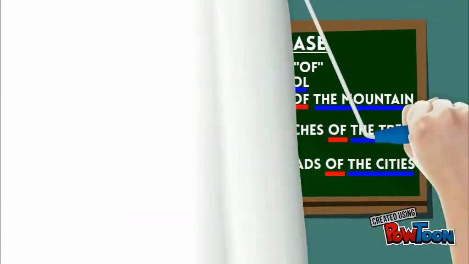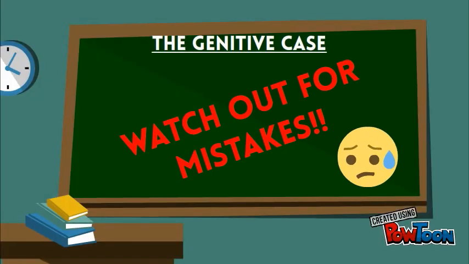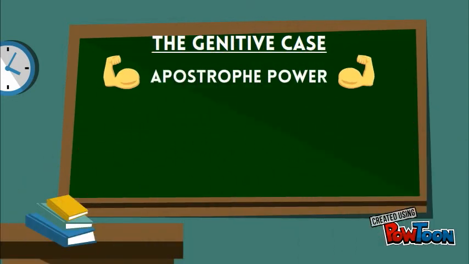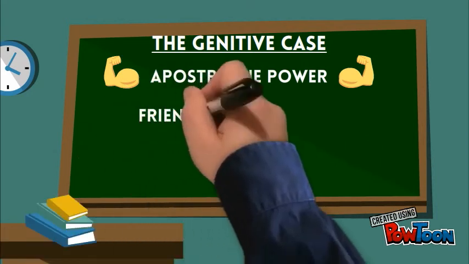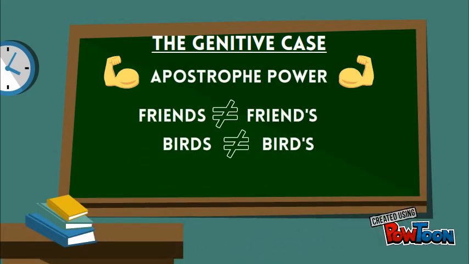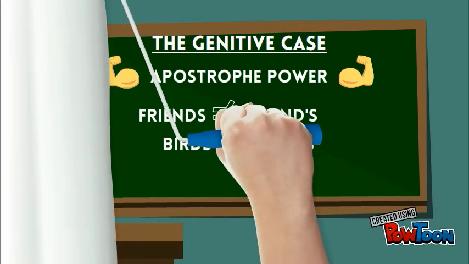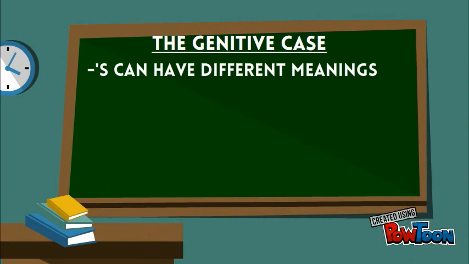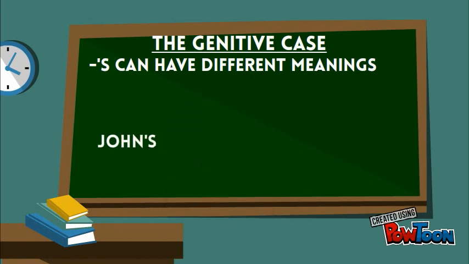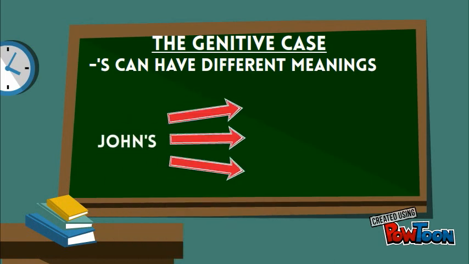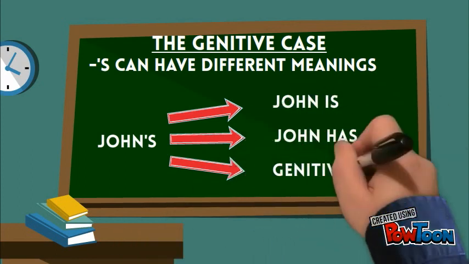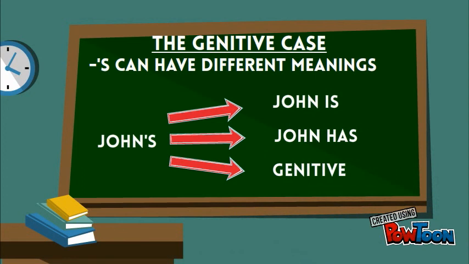Before we end the lesson, I want you to watch out for common mistakes. The first one is the importance of the apostrophe. For example, there is a difference between friends and friend's, or birds and bird's. The second one is that an apostrophe and S at the end of words can mean different things. For example, John's can mean 3 different things. It could be John is, John has, or it could mean that John owns something. You have to look at the context to know which one it is.